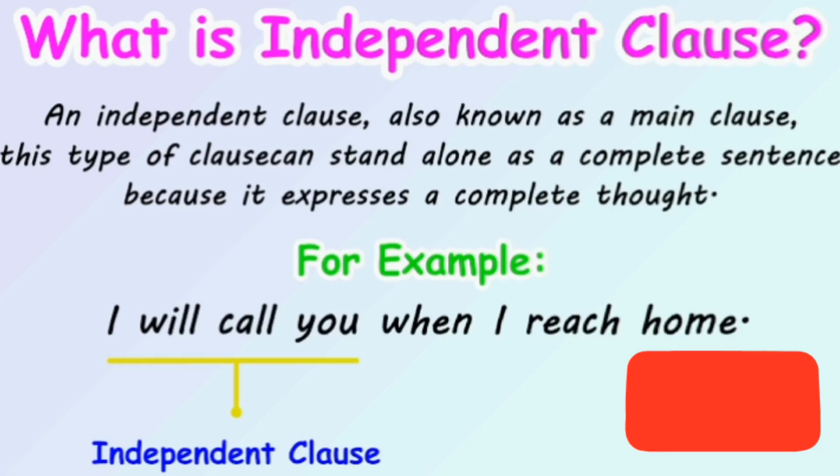What is independent clause? An independent clause, also known as a main clause. This type of clause can stand alone as a complete sentence because it expresses a complete thought. For example, I will call you when I reach home. In this sentence, I will call you is independent clause.